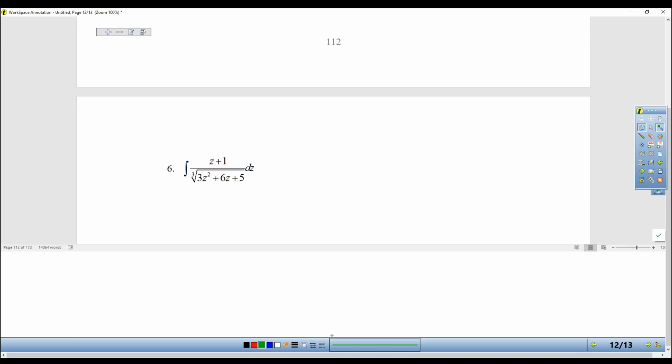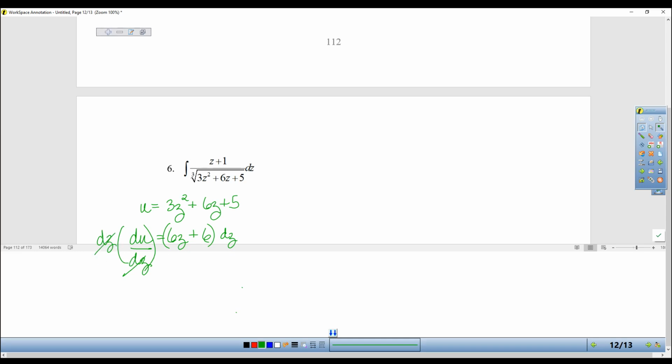Number 6. Ooh, tough one. u is 3z squared plus 6z plus 5. My du is 6z plus 6. So even when I move the dz to the other side, this is a little tricky. You do need parentheses because otherwise just the 6 would be being multiplied by the dz. So make sure when you do that, you add the parentheses to make that work.